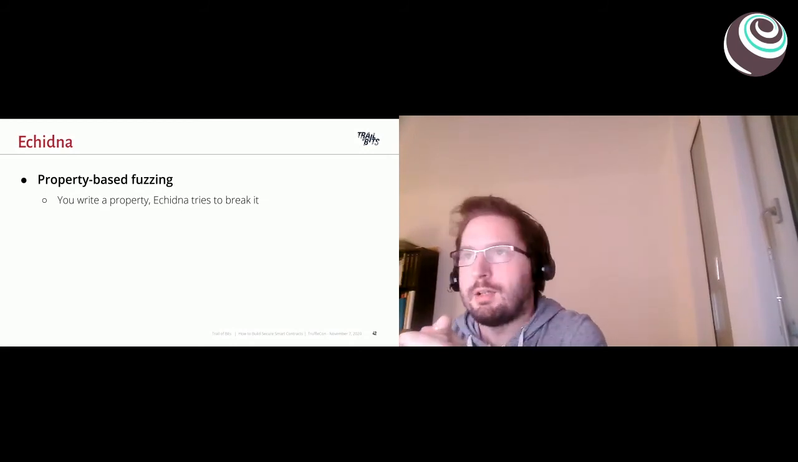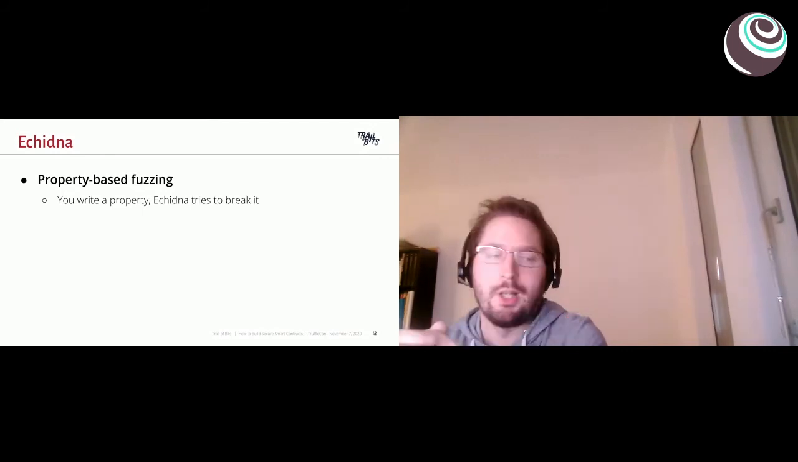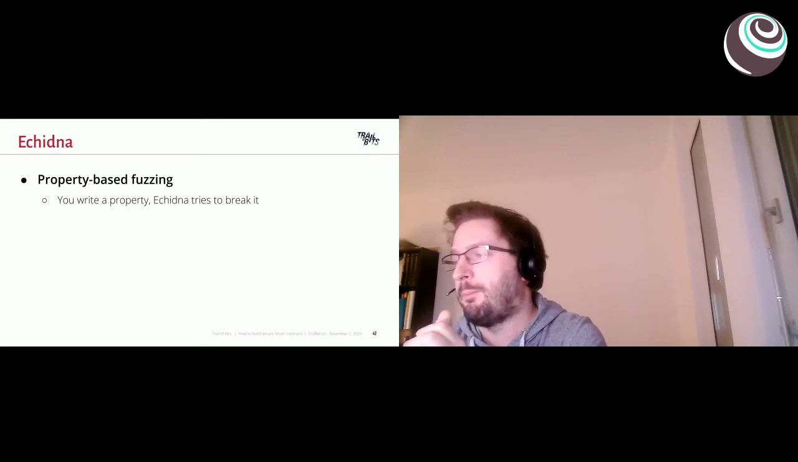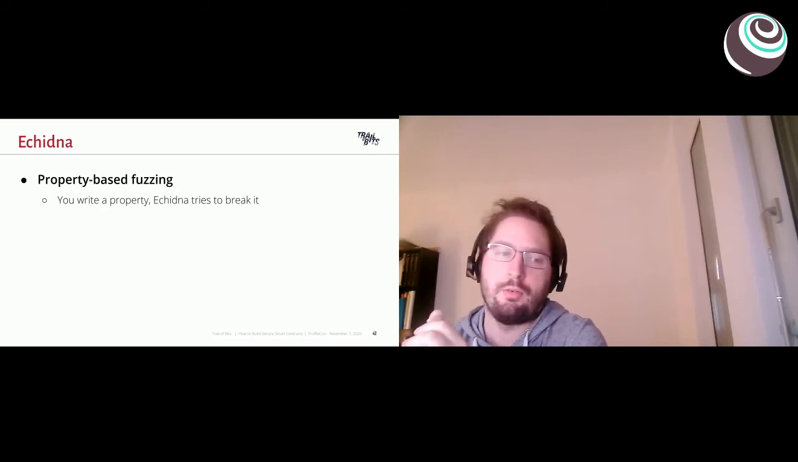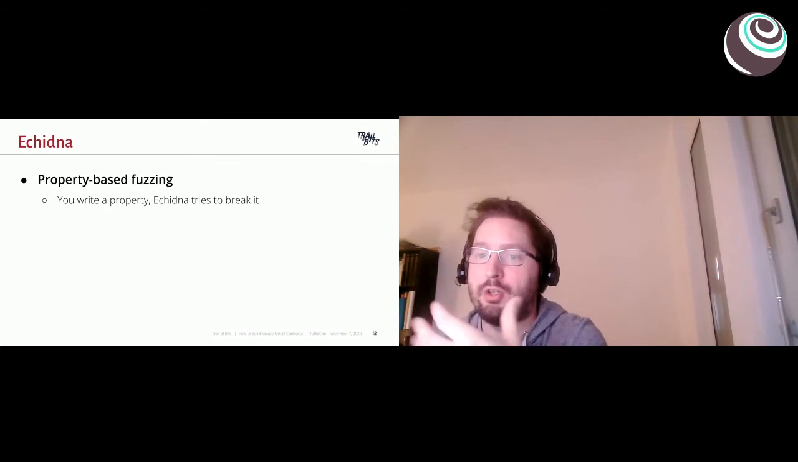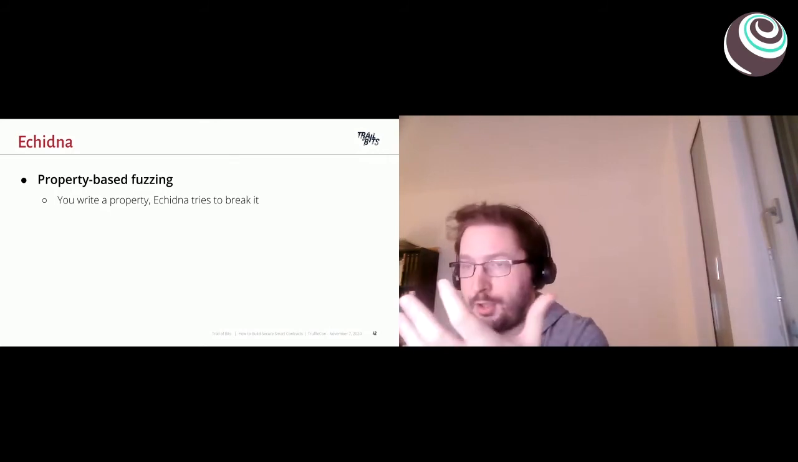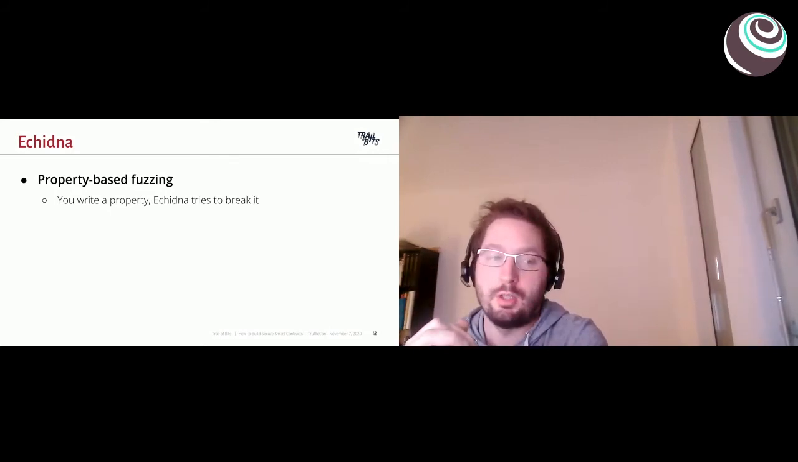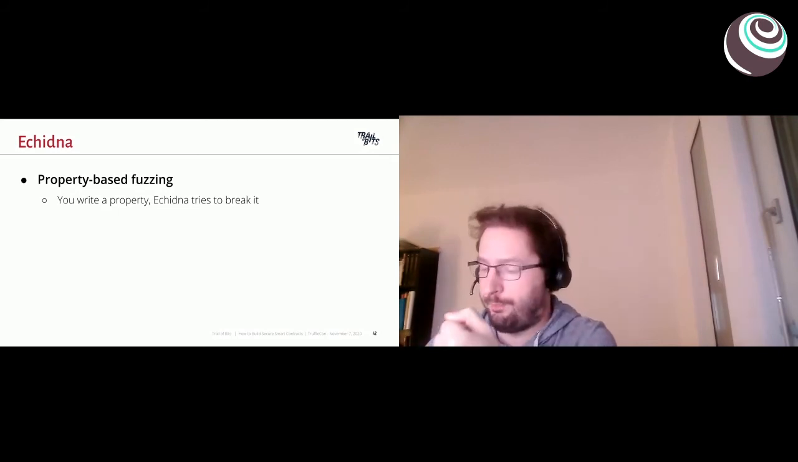In a smart contract, you don't have this notion of memory corruption, or at least you should not have. But what you have is more like bugs related to the logic of the contract. So property-based fuzzing is well adapted. You define a property, an invariant that should always hold in your code base, and Echidna is going to try to break this invariant.